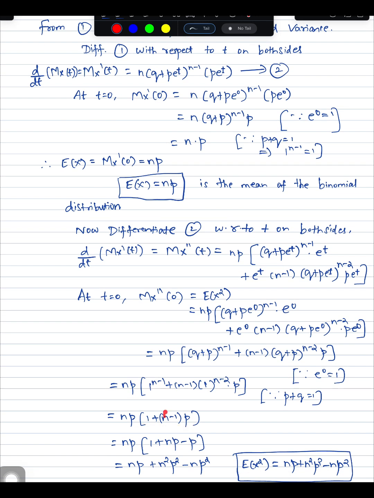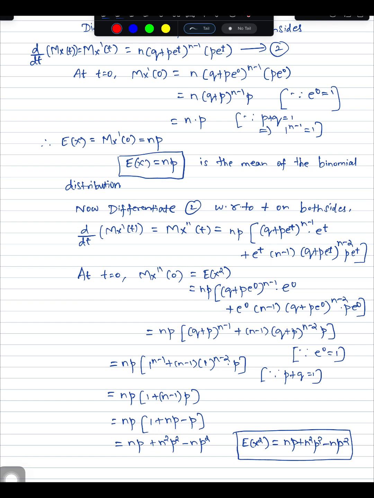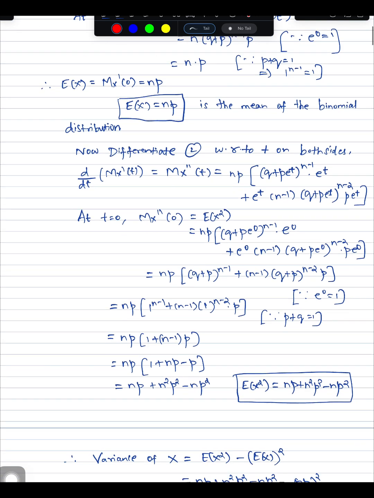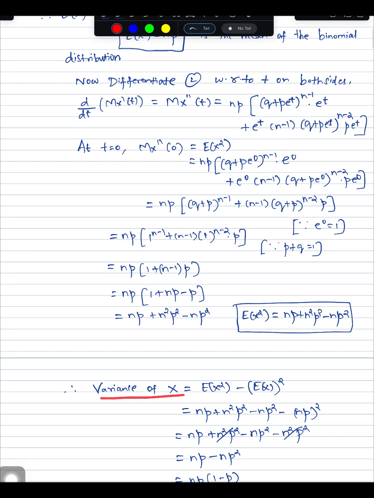And when you multiply n into p inside, you get np minus p. There is an np which is outside, please remember that. np into (1 plus np minus p). Multiply np inside, you will get np plus n square p square minus np square. So this is your mean square value or expectation of X square, which is used for finding the variance of X, right? Now let us find the variance of X, E of X square minus (E of X) whole square.